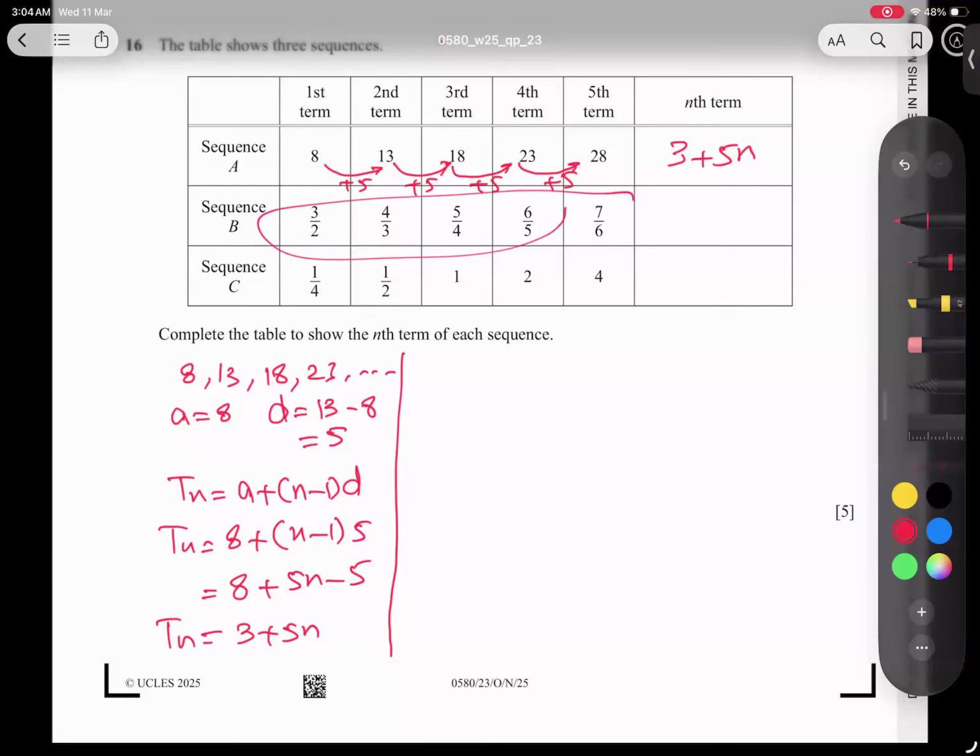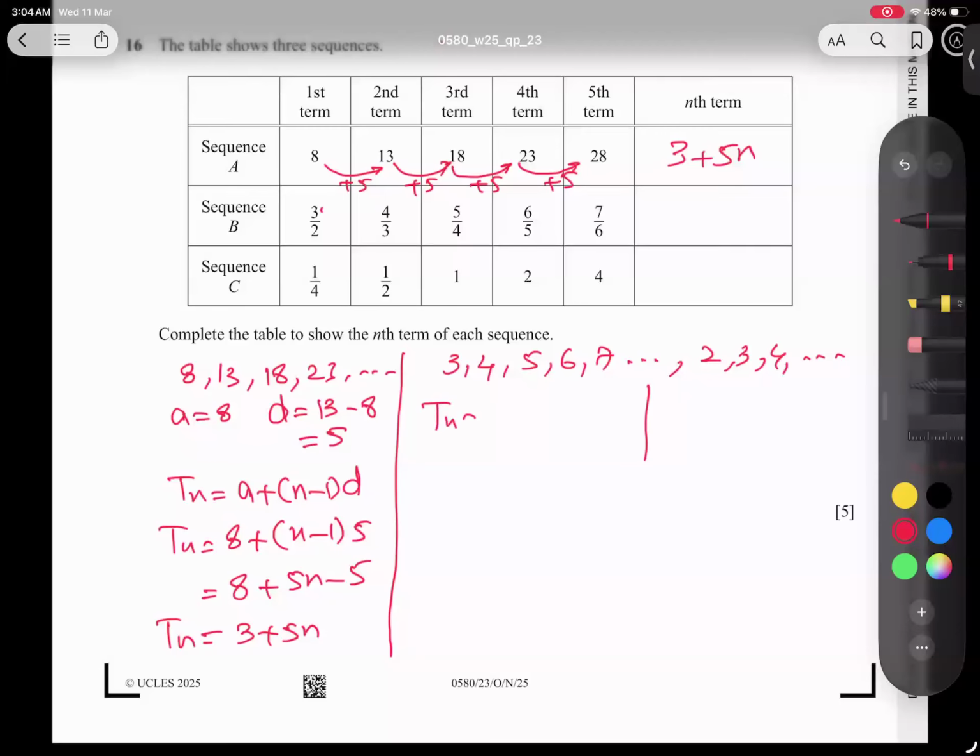Sequence B. Look at here, students: we have 3, 4, 5, 6, 7. The best way is to write the numerators separately: 3, 4, 5, 6, 7. And what about the denominators? 2, 3, 4, 5, 6. I'm writing these numbers separately, here 2, 3, 4 like this. Basically, I have two sequences.